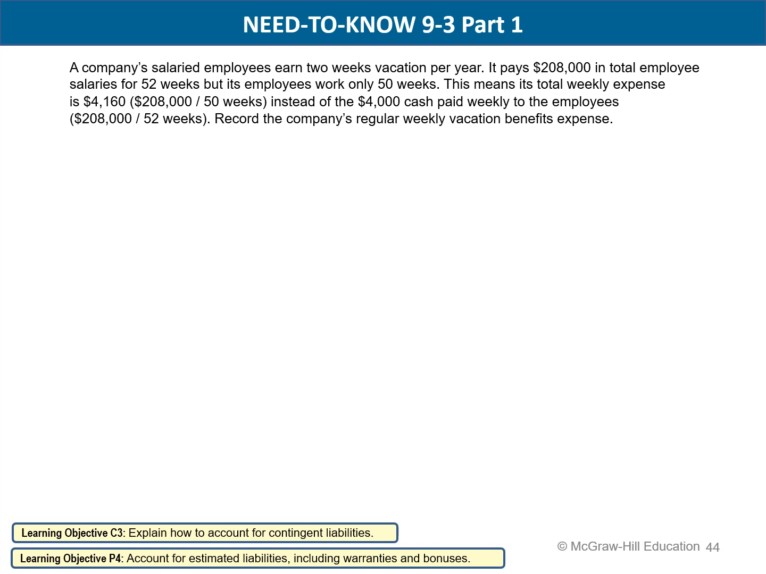All right, so a company's salaried employees earn 2 weeks of vacation per year. It pays $208,000 in total employee salaries for 52 weeks, but employees only work 50. So that means the total weekly salary expense is $4,160, which is our $208,000 divided by 50 weeks, instead of $4,000, which is our $208,000 divided by 52 weeks. So record the company's regular weekly vacation benefit expense.